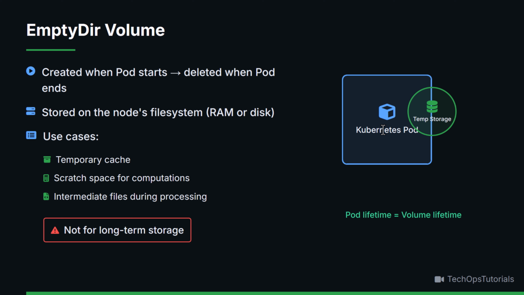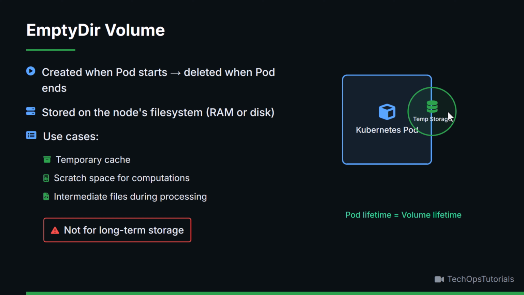Let's talk about the EmptyDir. An EmptyDir is created when the pod starts and it's deleted when the pod ends. It lives on the node file system, which can be a disk or memory depending on how you configured it. What's it good for? Temporary cache while your app runs, scratch space for computations, intermediate files during processing. It's important to remember this is not for long-term storage.